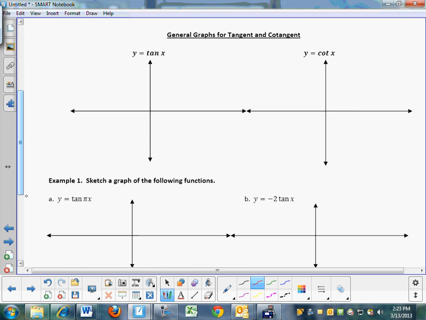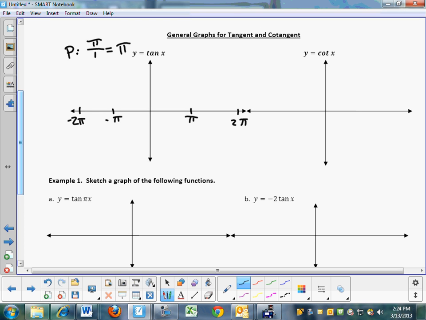It says y equals tangent of x. Now I'm going to put down 2 periods on each side. So for tangent of x, the period is equal to pi divided by your b value, which is 1. So pi. So I'm going to mark pi and 2 pi, negative pi, negative 2 pi.